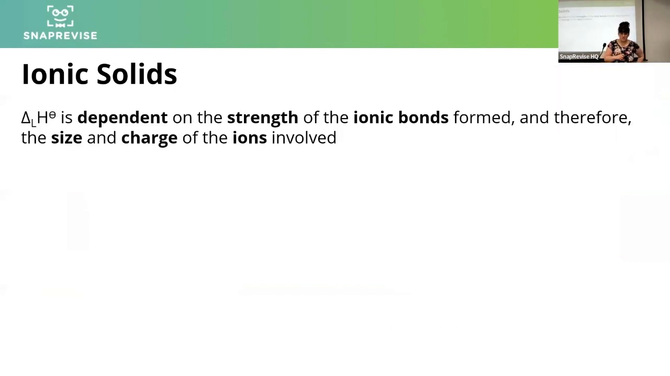Lattice enthalpy is dependent on the strength of the ionic bonds formed, and therefore the size and charge of the ions involved. Lattice enthalpy will be larger when what? What are the things that can influence lattice enthalpy, do we think? There's two main things that we'll talk about.